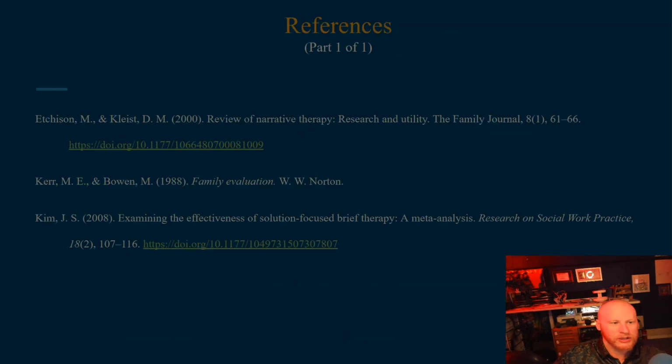And then the next up is references. This has to deal with Etchison and Kleiss in 2000 for narrative therapy, Kerr and Bowen, which is the standard Bowenian reference, and Kim, 2008, who is a solution-focused brief therapy reference.